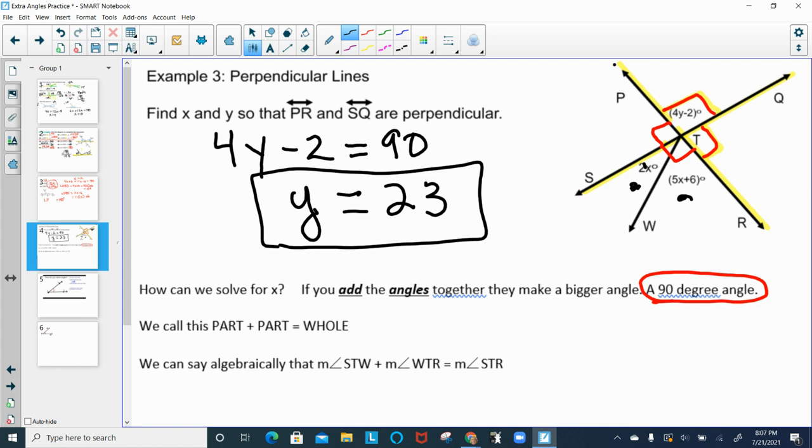But now with X, you have to add the angles together. It's like part plus part equals whole again, where our 90 is our whole because these are perpendicular. Our STW, let me just erase that because I drew in there. That's 2x. And then 5x plus 6. So you have a part that's 2x. You have a part that's 5x plus 6. And that's equal to the whole, which is the 90.